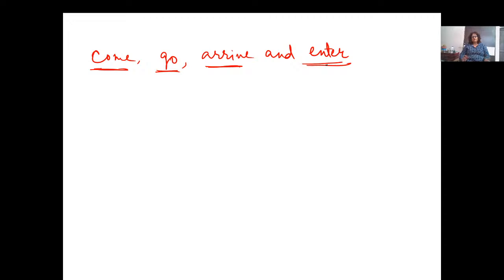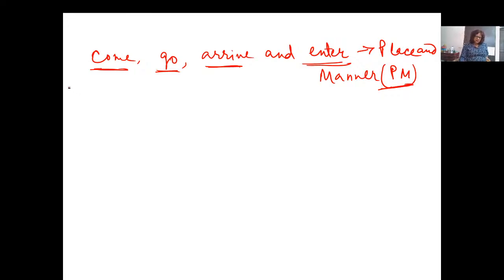If an adverb of manner and an adverb of place are used after come, go, arrive, or enter, then the order will be place and manner. It will not be manner and place. The order will be place and manner. That will be PM.